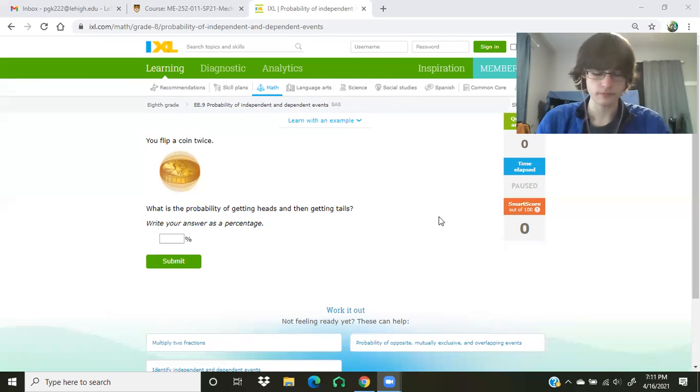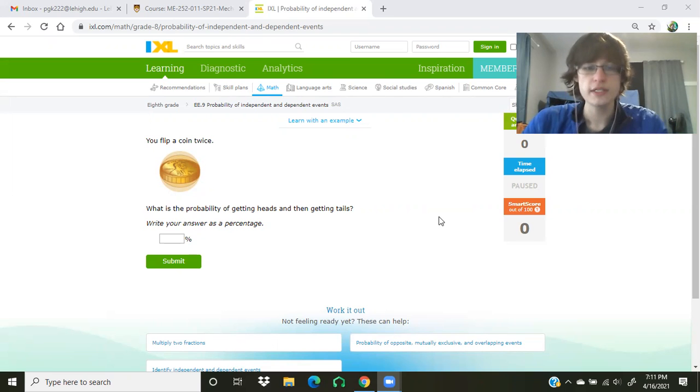So, this first problem. We flip a coin twice. What is the probability of getting heads and then getting tails? Well, first we should identify, is flipping a coin independent or dependent? So if you flip a coin and it lands on heads, does that change anything about the next coin flip? No, there's still the same chance that it will land on heads or tails. Fantastic. That makes our life a little bit easier for the question.